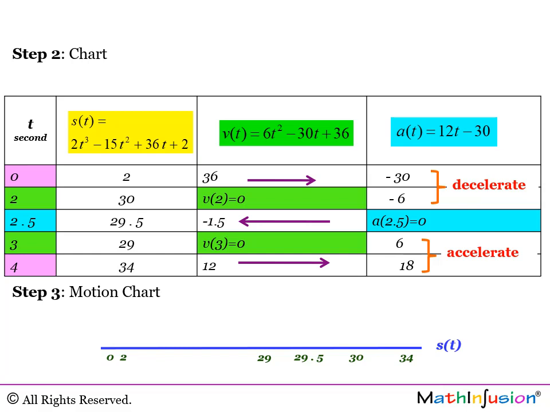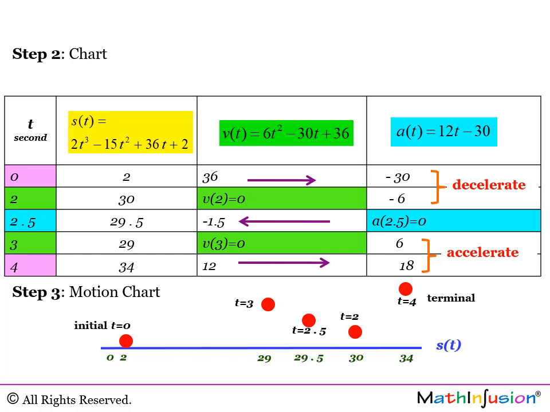Now I'm starting to describe the motion. When t equals 0, the object is here. Then when t equals 2, it is here. I have to erase a little bit the point. I cannot put it on the line because then I will not get a chart, just one line with a circle on it. And this is the situation at t equals 2.5, then at 3 at 29, and then at 4 at 34.